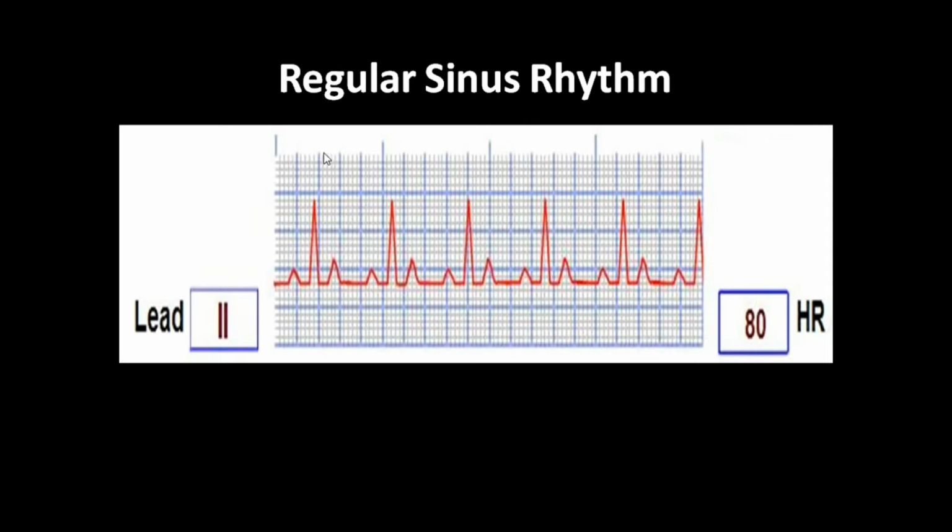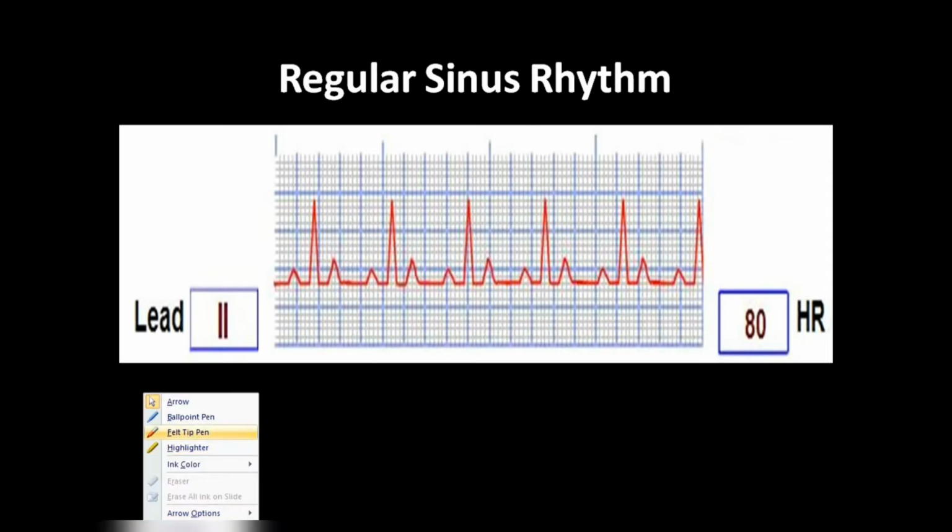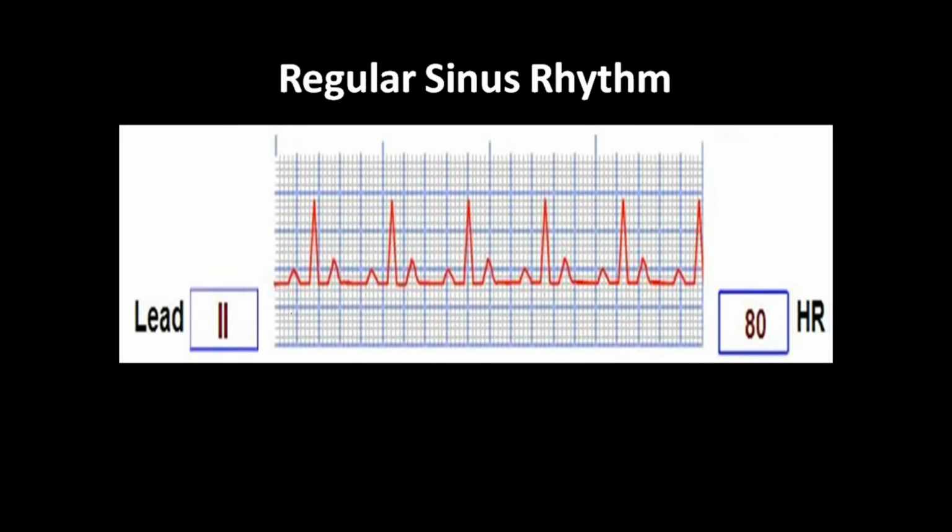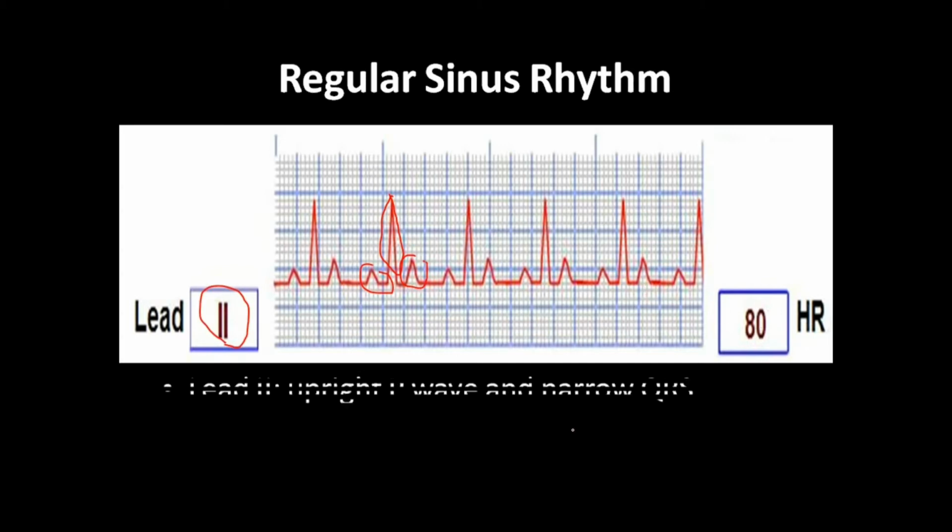First of all, let's see what a regular sinus rhythm is. In a regular sinus rhythm, you can see the different waves: a P wave, a QRS complex, and a T wave. Then there will be an isoelectric line, and again a P wave, QRS complex, and a T wave. This pattern repeats in a regular rhythm. This is what we can see in lead 2, and the heart rate will be around 80 beats per minute. In lead 2, we get an upright T wave and a narrow QRS complex.